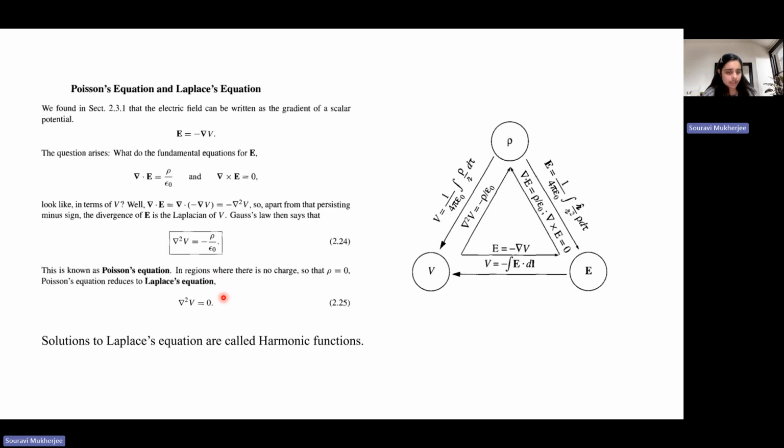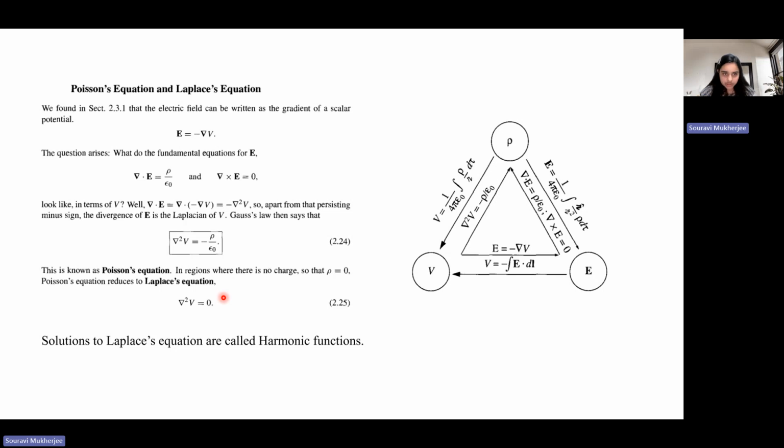The solutions to Laplace equations are called harmonic functions, and what we saw is that harmonic functions have very interesting properties. The properties of harmonic functions led to the idea of the uniqueness theorem and image charges. Again, this was very useful when we wanted to find fields and potentials around different kinds of charge distributions.